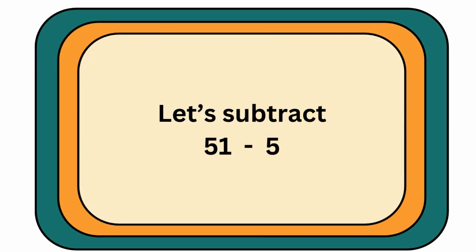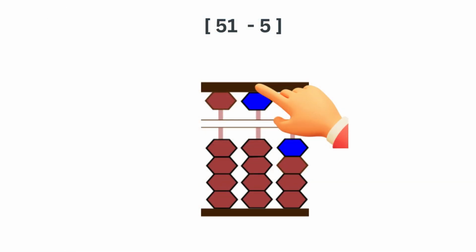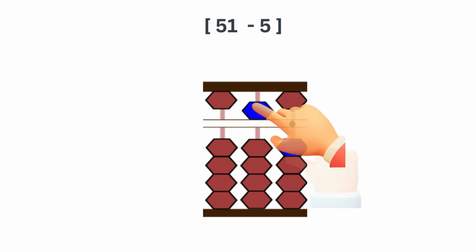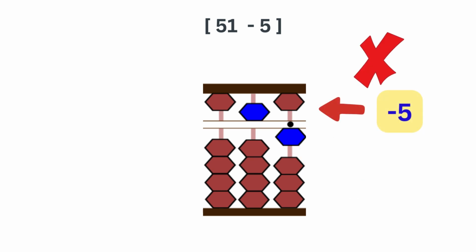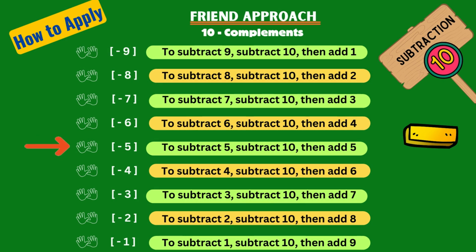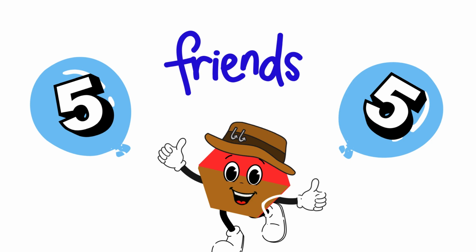Let's subtract 51 minus 5 on the abacus. First, we add 51. When we want to subtract 5, we find that there aren't enough beads in the ones column to do so. In this case, we need to borrow 10 from the tens column. The formula for subtraction here is, to subtract 5, we subtract 10 and then add 5. Remember, 5 and 5 are friends.